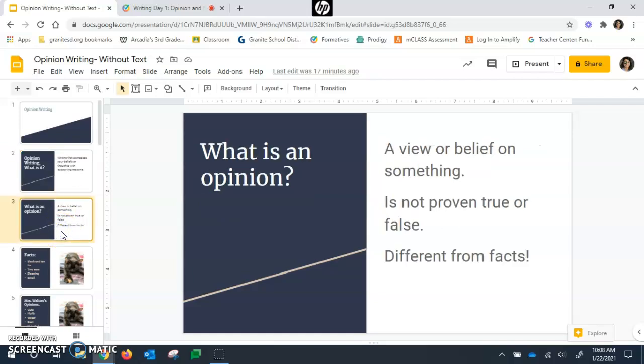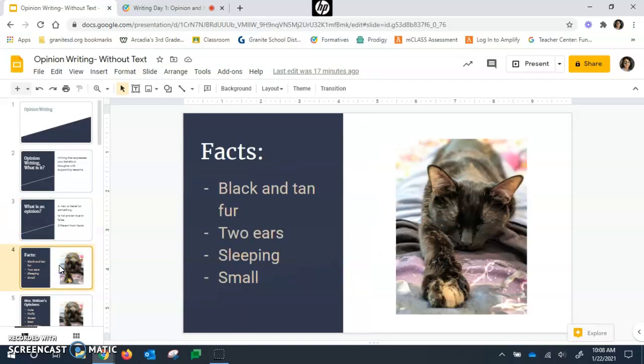So, what is an opinion? An opinion is a view or belief on something. It is not proven true or false, and it's a little bit different from facts. So facts, looking at this picture of Barbara, my cat, I can see that the facts are that she has black and tan fur, she has 2 ears, she's sleeping, and she's small. So all those are facts. They are proven to be true just by looking at this picture. I can prove that she has black and tan fur.